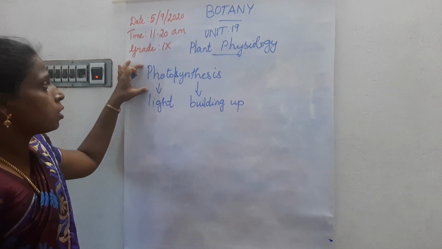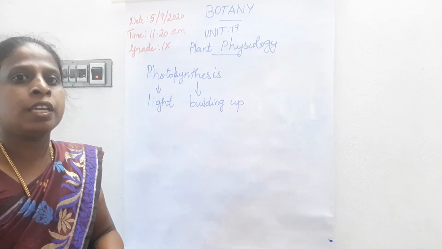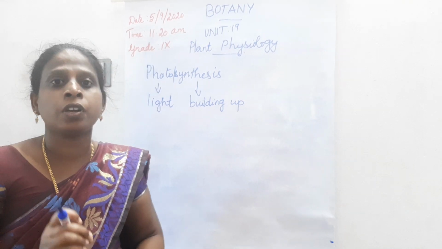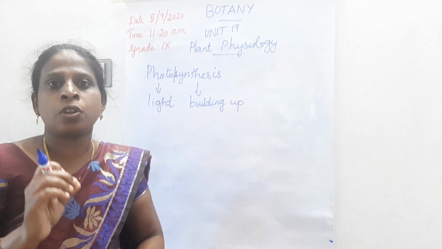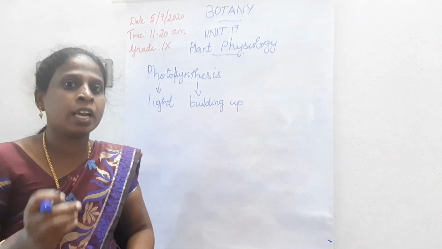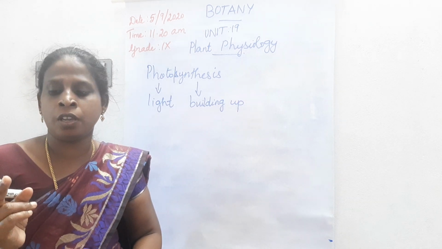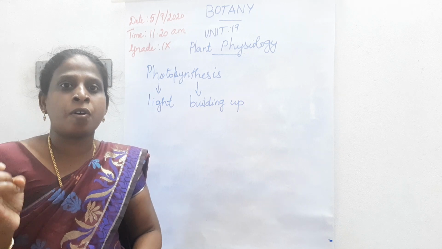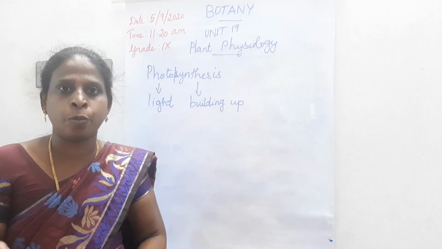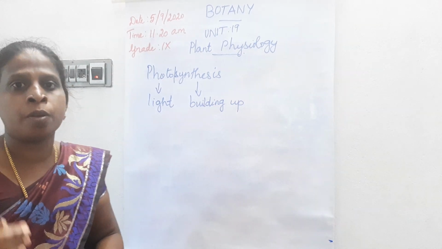Photosynthesis is a physiological process. It takes place in the green plants. The green plants have an autotrophic mode of nutrition. In lower classes you have already learned about the modes of nutrition. There are 2 modes of nutrition: one is the autotrophic mode and the other is the heterotrophic mode. The heterotrophic mode has 2 types. They are saprophytes and parasites.